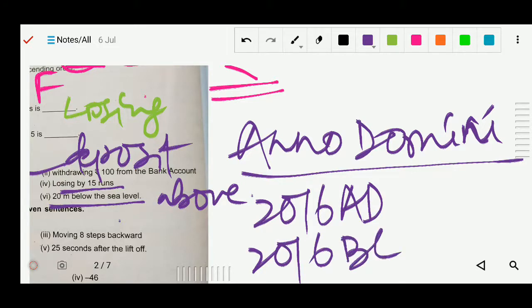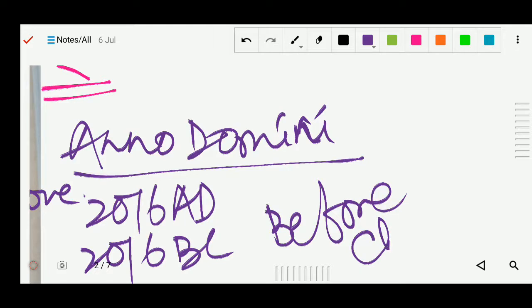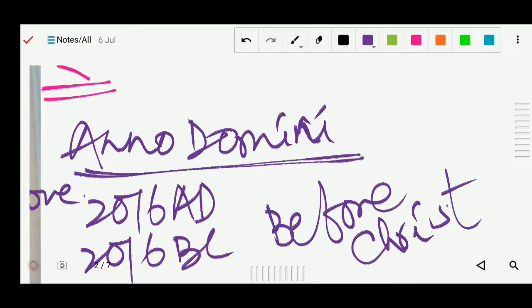The full form of BC is Before Christ. Before Christ means before the birth of Christ, and Anno Domini means after the birth of Christ. So the opposite of 2016 AD will be 2016 BC.